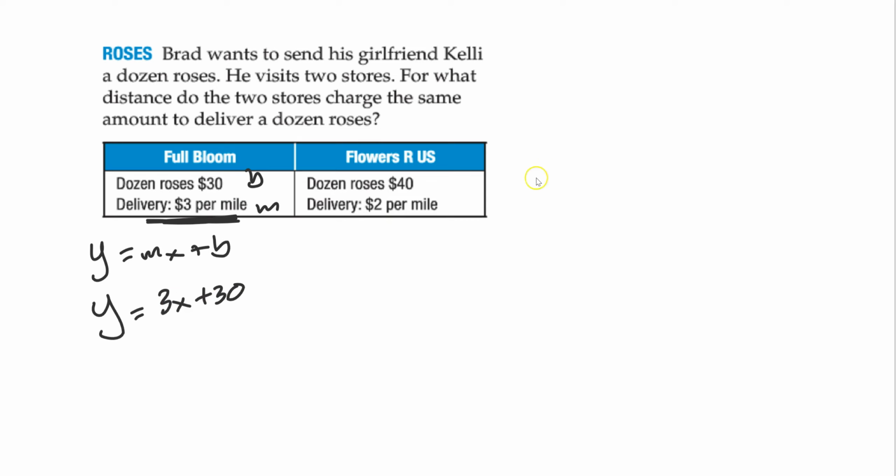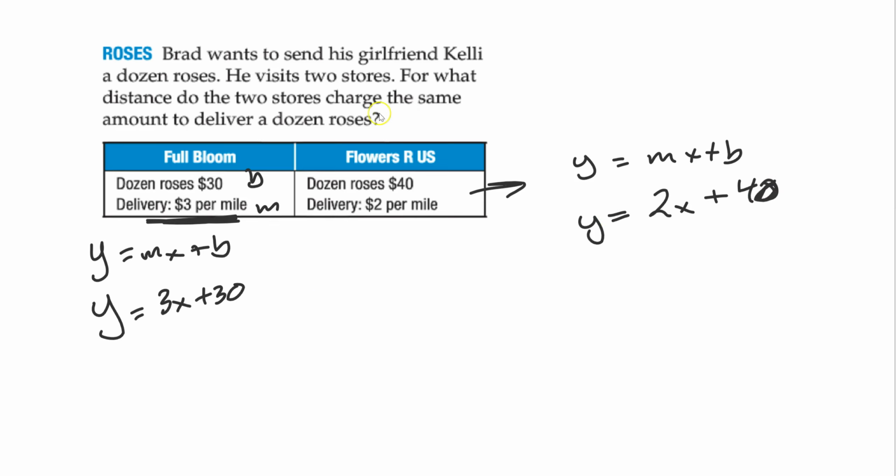Let's talk about Flowers R Us. They're going to get sued by Toys R Us, so don't invest in stock. y equals mx plus b. In this case, the dozen roses are $40. But they only charge $2 per mile. So that's my equation there.